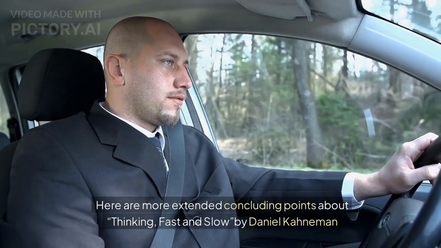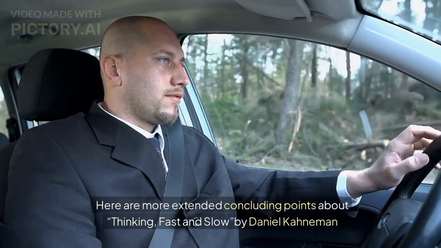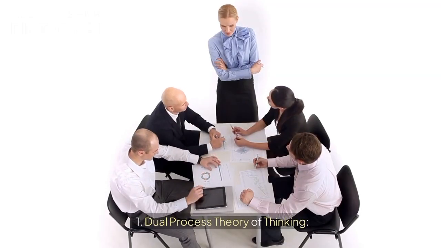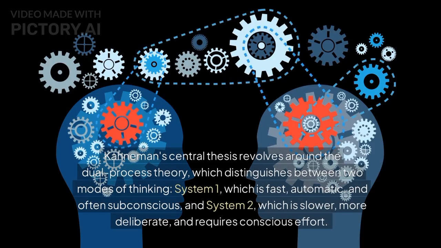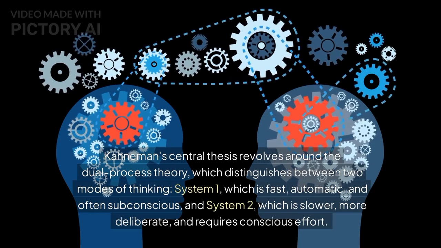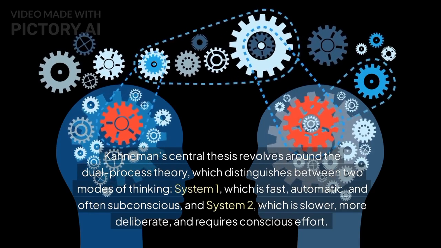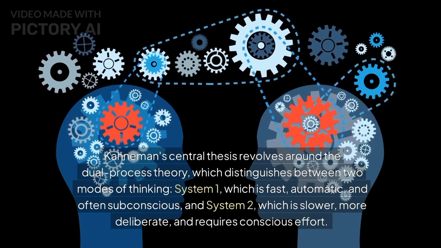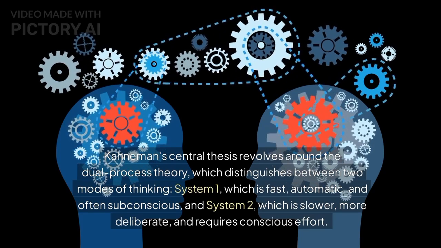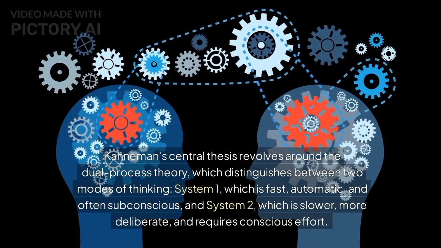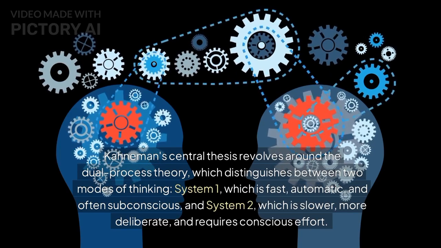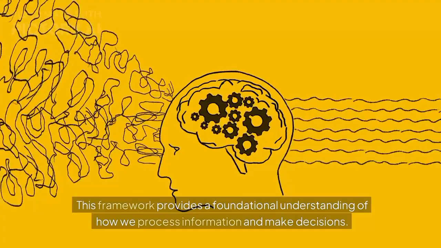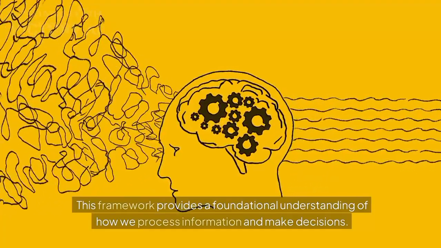Here are more extended concluding points about Thinking, Fast and Slow, by Daniel Kahneman. 1. Dual process theory of thinking. Kahneman's central thesis revolves around the dual process theory, which distinguishes between two modes of thinking: System 1, which is fast, automatic, and often subconscious, and System 2, which is slower, more deliberate, and requires conscious effort. This framework provides a foundational understanding of how we process information and make decisions.